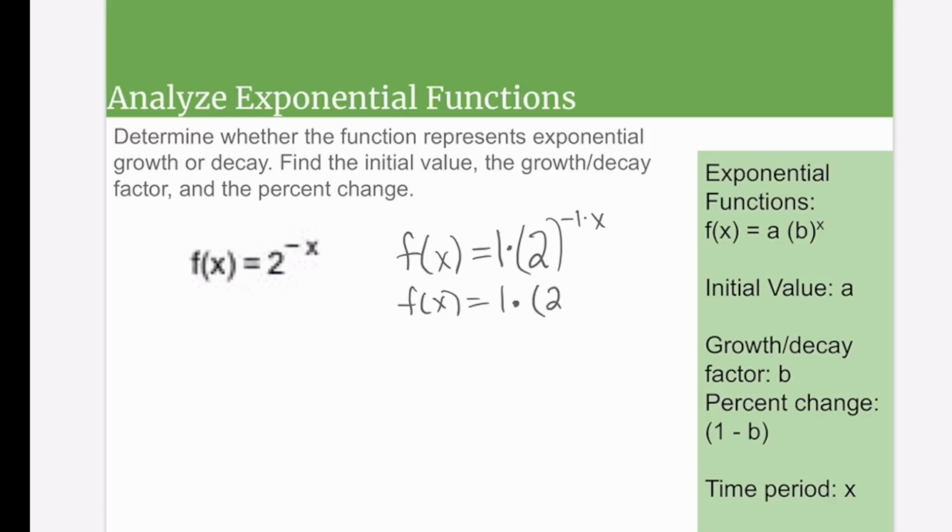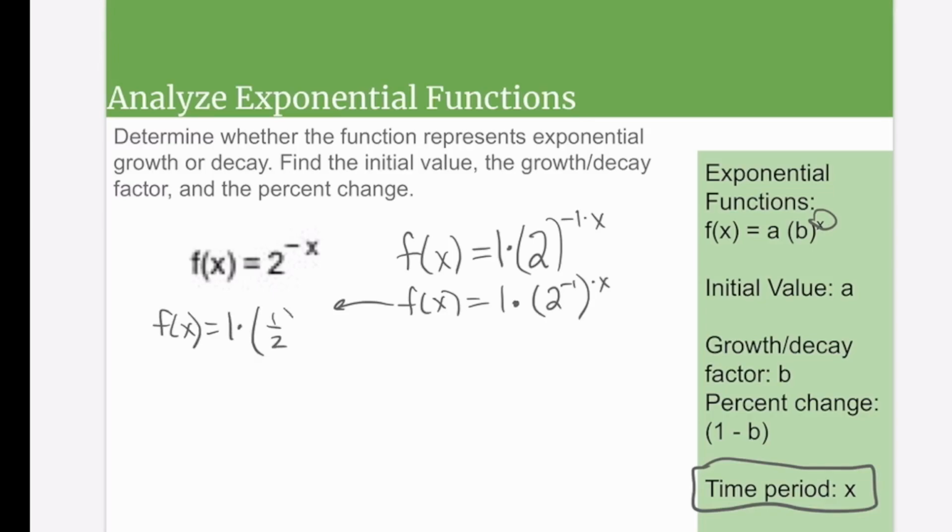When you multiply exponents, you can rewrite them like this or split them up. The reason this is important is because x is supposed to be a time period. X cannot be negative. Your exponent cannot be negative. We need to rearrange this. So when we rearrange this, this problem changes to 1 times 1/2 to the x power. So the negative 1 makes it a fraction. And now we have everything we need.